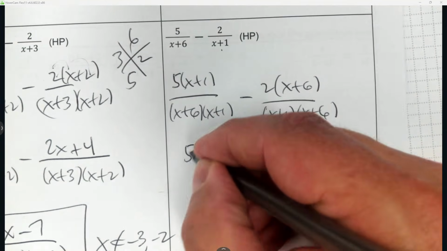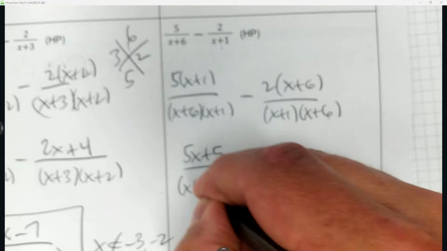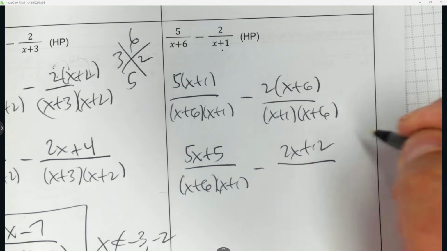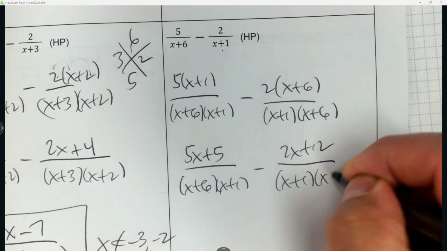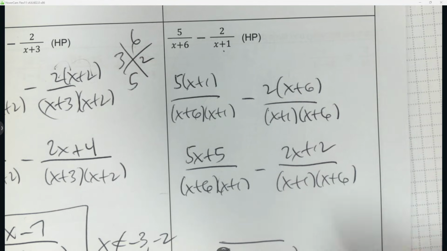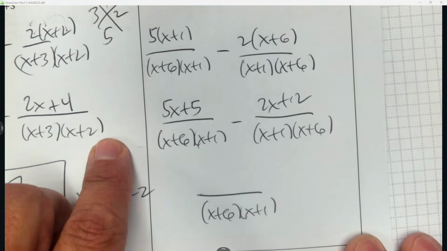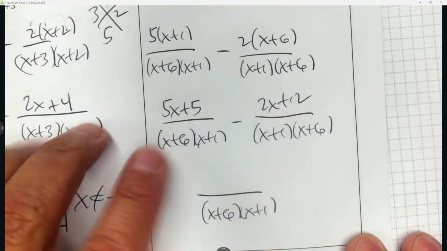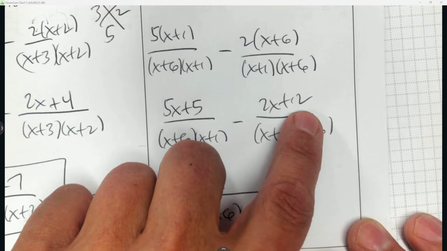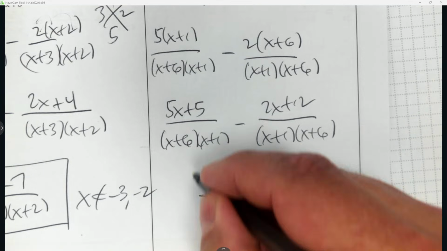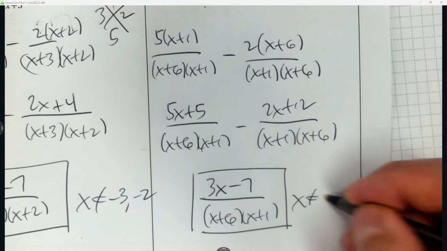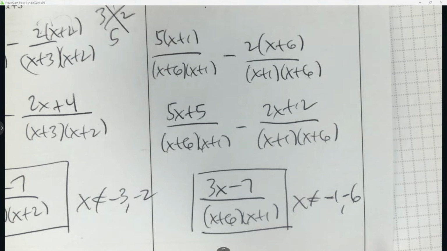This is 5x plus 5, same denominator. This is 2x plus 12, same denominator. So my final answer is going to have one denominator. And then I subtract. So 5x take away 2x is 3x. 5 take away 12 is negative 7. And then x cannot equal negative 1 and negative 6 from the bottom.